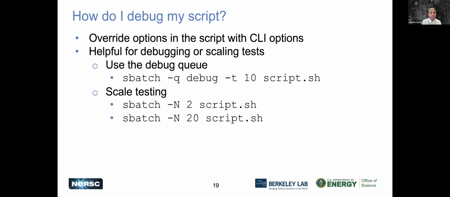And so again, you can use the debug queue, you can use different scale testing as well for different parameters. So if you want to scale and see how your application runs from a smaller number of cores to a larger number, sbatch is good for quick, easy submission and testing in that way. And that way you can execute and submit multiple scripts as well.